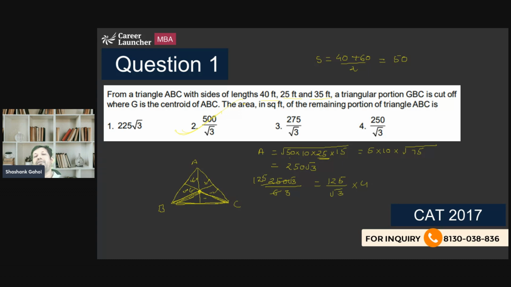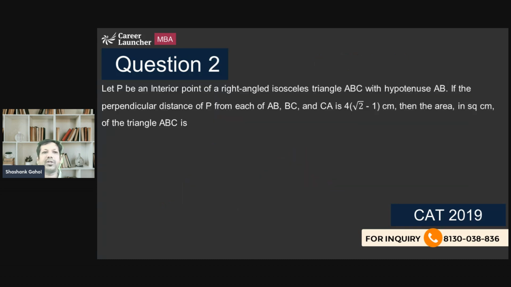For this, you need to be very clear that if I'm talking about the medians, then if you draw the 3 medians, 6 triangles are made, and area of each triangle is always equal, and you can solve those questions easily directly. Okay, now let's move on to the next question. What does it say? Let P be an interior point on an isosceles right angle triangle with hypotenuse AB. The perpendicular distance from P.